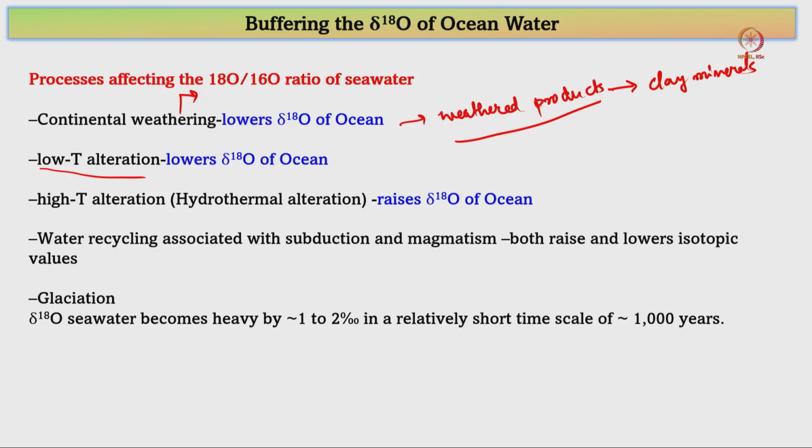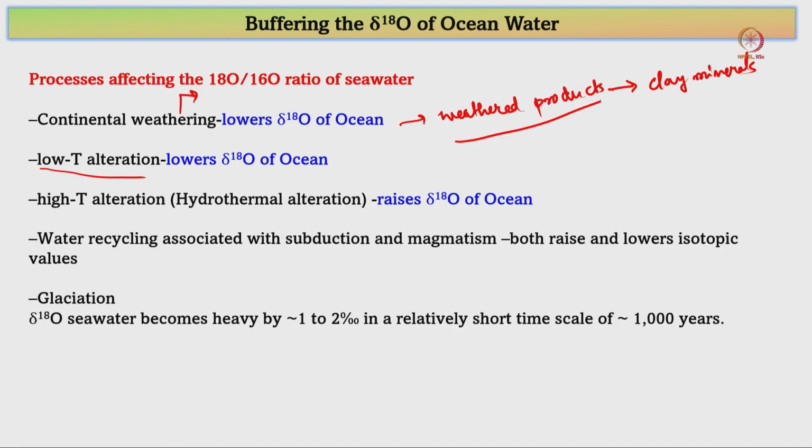Clay minerals have more 18 oxygen composition. So, the delta 18 of the ocean will gradually get lowered, and any other kind of low temperature alteration will also favor the 18O moving from the water phase to a more stable phase, that is in the rock phase. Okay. So, therefore, any other low temperature alteration is also going to lower the delta 18O value.